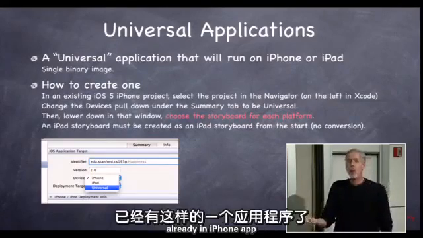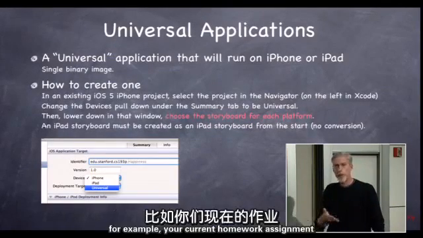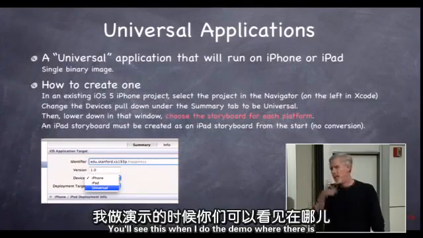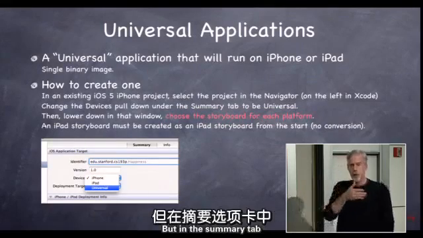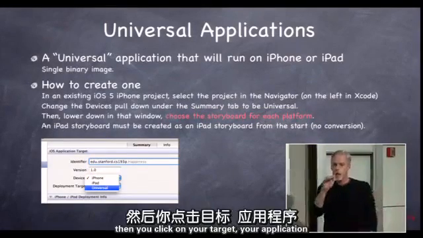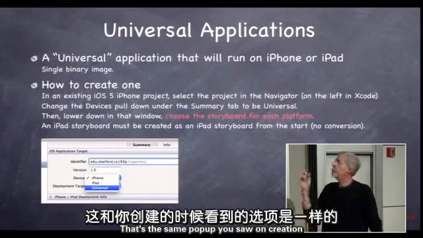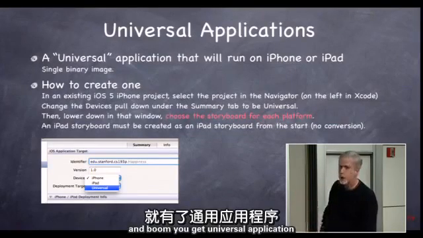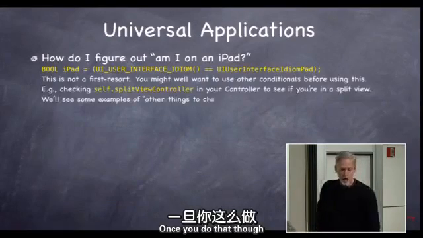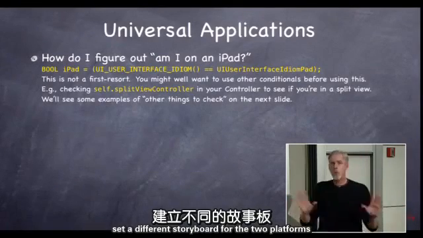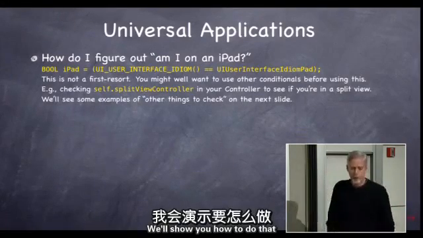But if you have one that's already an iPhone app, for example, your current homework assignment, you can go to the Summary tab. And you'll see this when I do the demo where this is, but it's in the Summary tab. You click on your project, then you click on your target, your application, and then you go to the Summary tab, and that's the same pop-up you saw in creation, and you can just switch it to Universal, and boom, you got a universal application. Once you do that, though, you're going to want to set a different storyboard for the two platforms, and we'll show you how to do that.